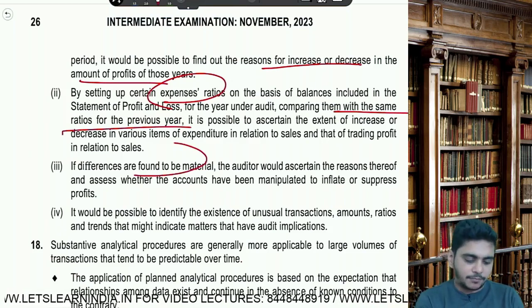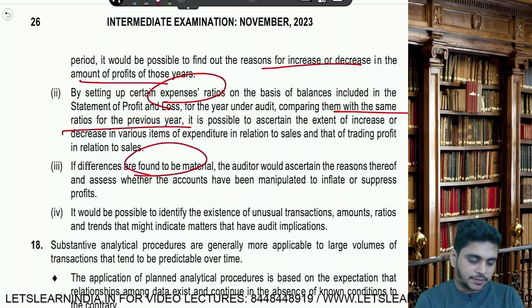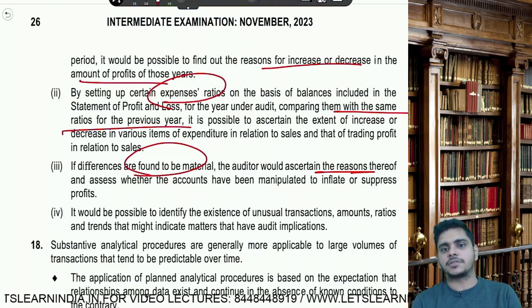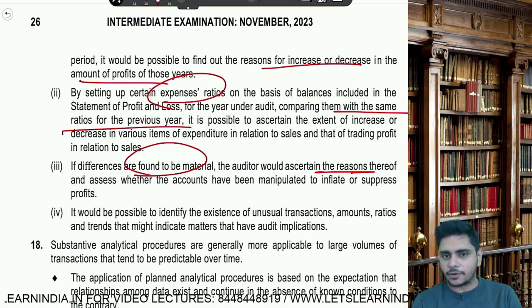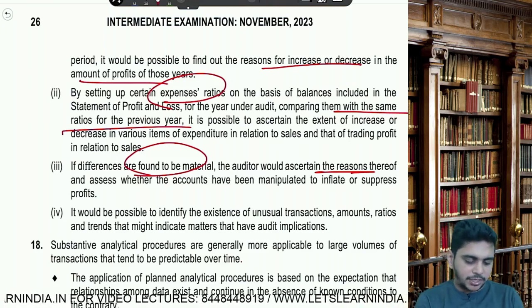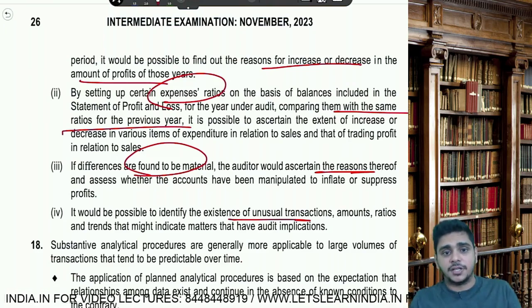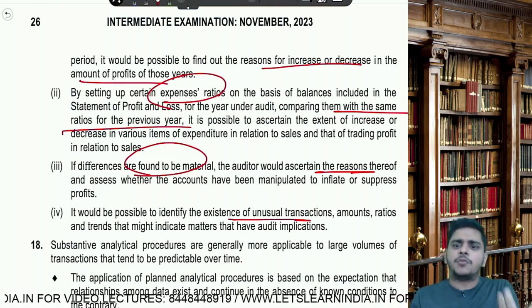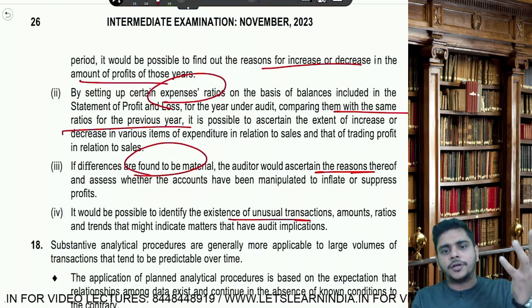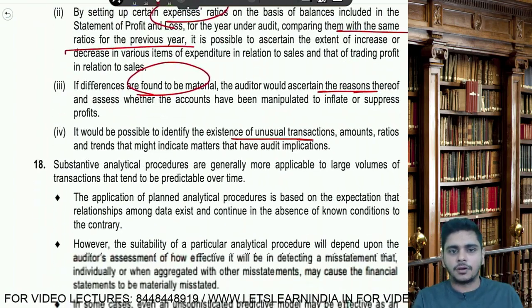If differences are found material, the auditor would ascertain the reasons thereof and assess whether the accounts have been manipulated to inflate or suppress the profit. If it is possible to identify the existence of unusual transactions, it will have implications on the audit. Basically, we do AMAR. The auditor should modify the audit report. Okay.